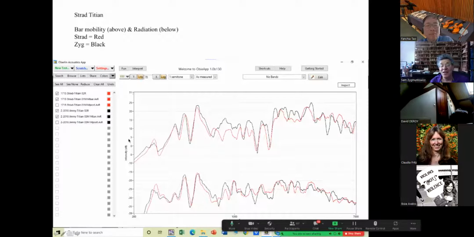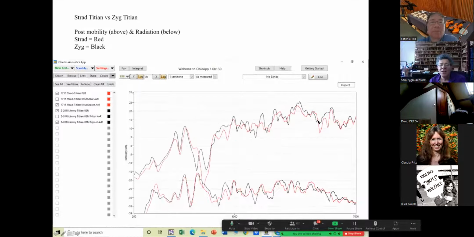But anyway, in this case, just looking at how much more mobility there is on my fiddle compared to the Strad, I might posit that the Strad is probably a little more rigid in some ways, and is more efficient, if that's the right word, in that it moves less at the bridge for the amount of sound it's putting out. So the mobility is giving me another view of the instrument. This is on the post side.